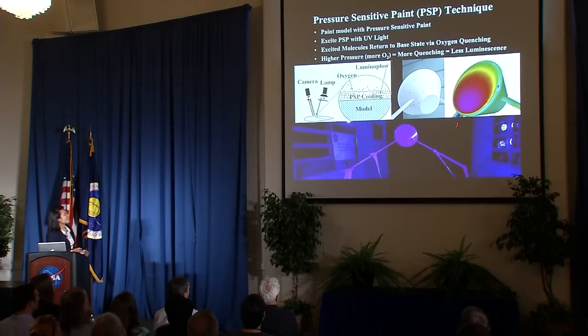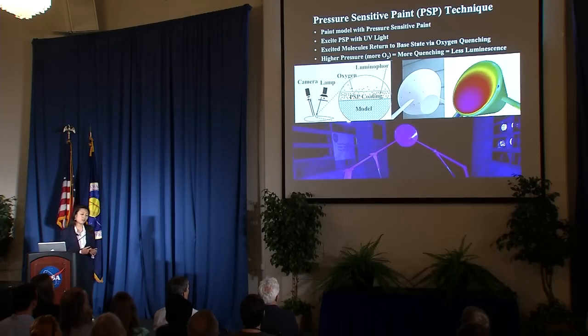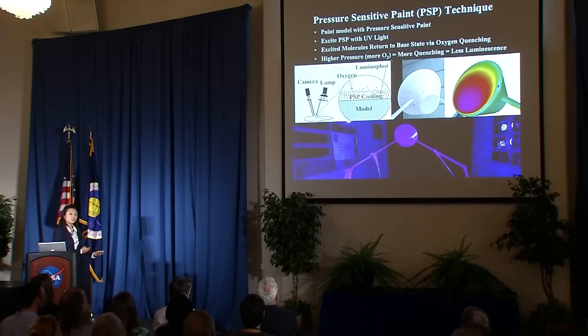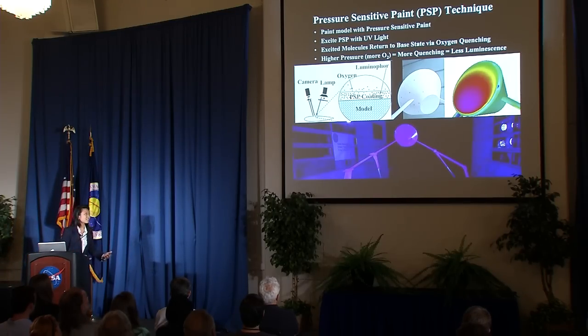It's pretty cute here. And there are molecules inside the paint that are excited by UV lights. For them to return back to the base state is via oxygen quenching, which is great. Because the higher pressure you have on the surface, the more oxygen there is. Therefore, there's more quenching and less luminescence that's picked up by our cameras. And we could correlate this with pressure to give us a nice contour map that you've seen on the right.